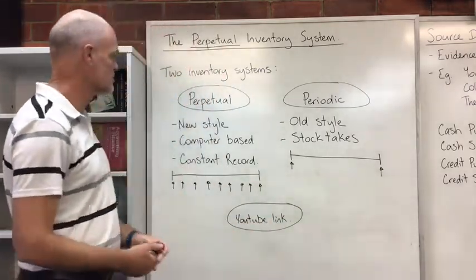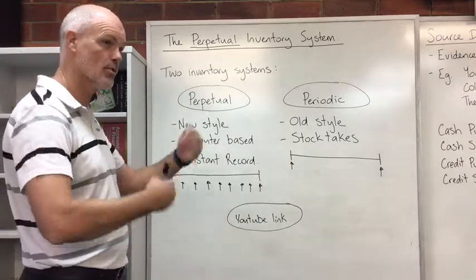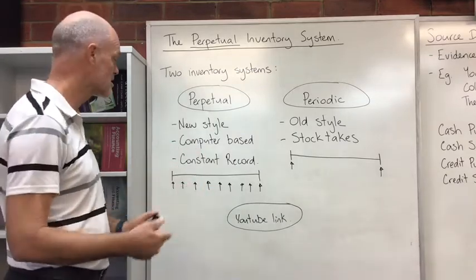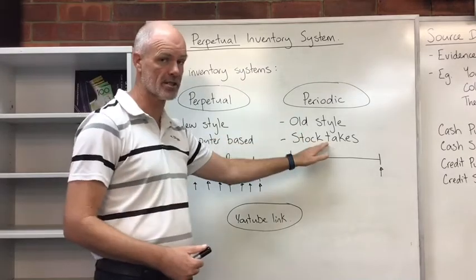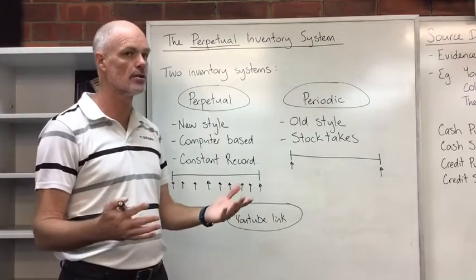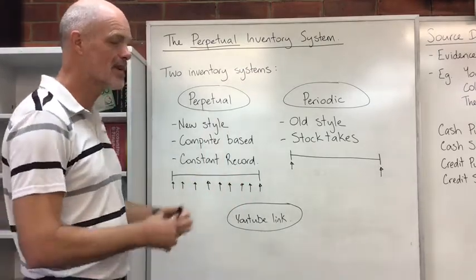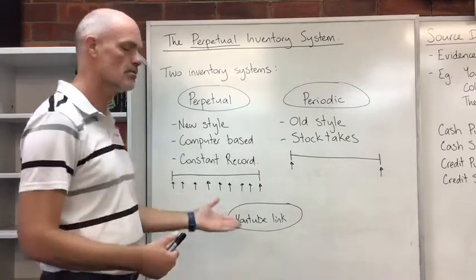The perpetual system is the newer style, and that's probably why we teach it now, because that's what's being used more and more within business. We used to teach the old style, now we're teaching this style. It's basically because of the computerised accounting that's in operation in most businesses these days. It's much easier to keep up-to-date records of what's going on.